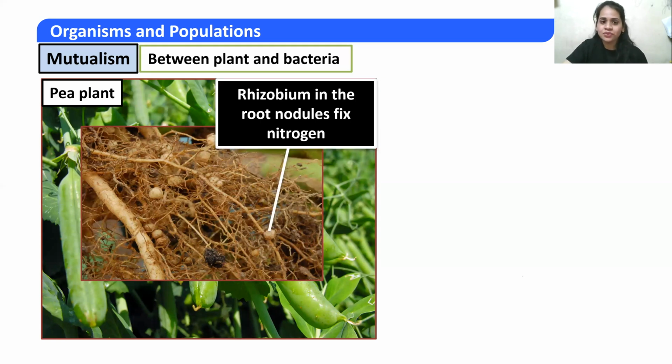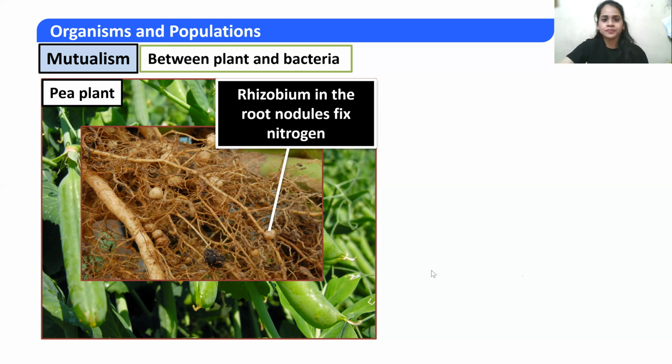I feel everybody knows that the pea plant is associated with the rhizobium, which is present in the root nodules, and it helps in fixing of nitrogen, right? Because you know, atmospheric nitrogen cannot be used by the plant. But nitrogen is very important for the plant, so it needs to be fixed in a form which can be used, like in the form of nitrates, right? That's called nitrification, and that is done by this bacteria.